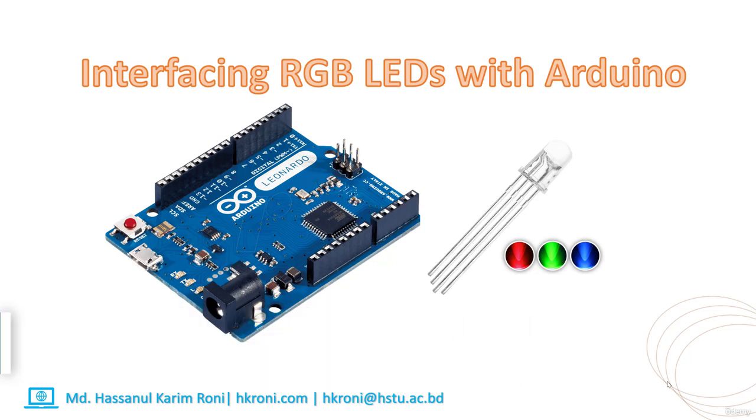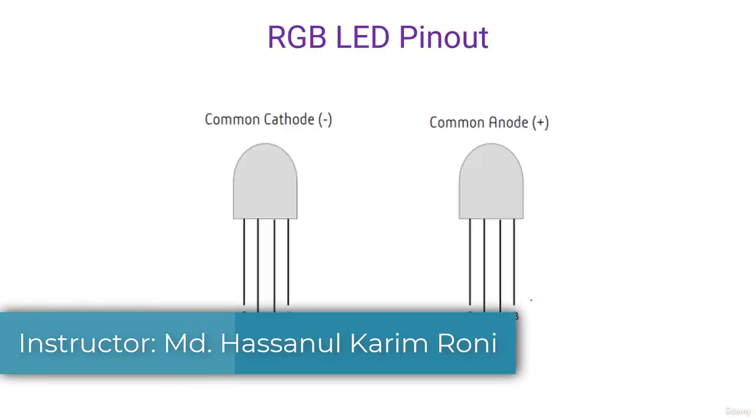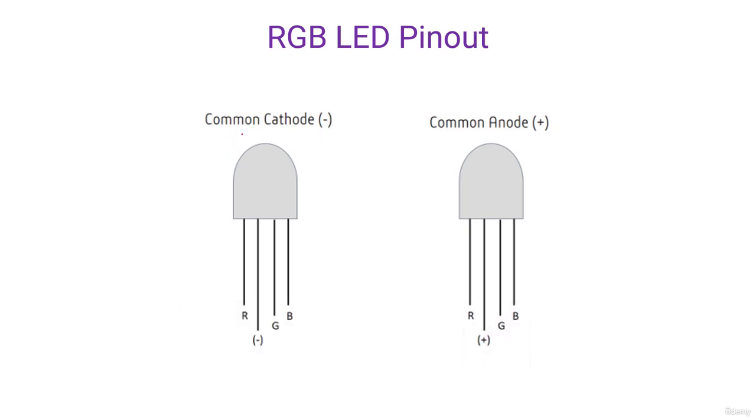So let's get started. There are two types of RGB LEDs. The first one is common cathode and the second type is common anode. What does it mean? You can see the RGB LEDs have four terminals: one terminal is R, that is red, G for green and B for blue, and the other terminal is the common terminal.